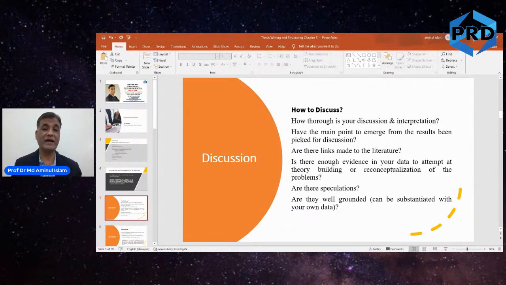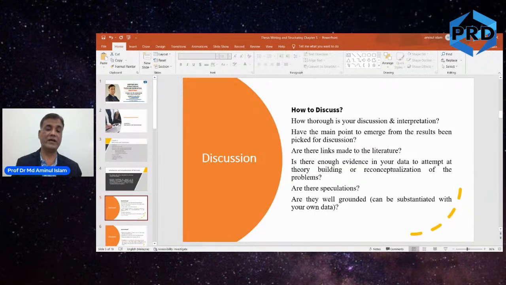Number 2, are there links made to the literature? Every finding that you have, you got to now tally with the previous researchers' findings. Now you are going back to the literature and seeing whether your findings are similar to how many researchers' findings, and whether your findings are different from other research findings. Okay. For example, if you have a finding which is very similar to 90% of the researchers that you have reviewed, and it is contrary to the other 10%, both got to be mentioned.